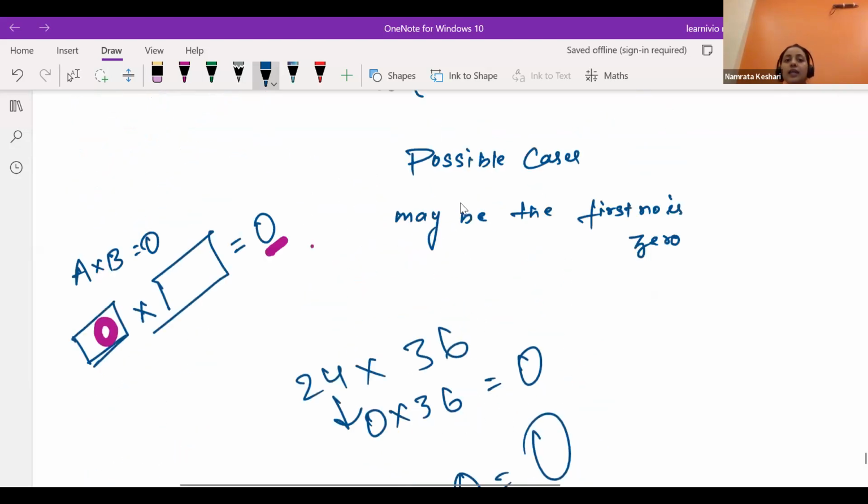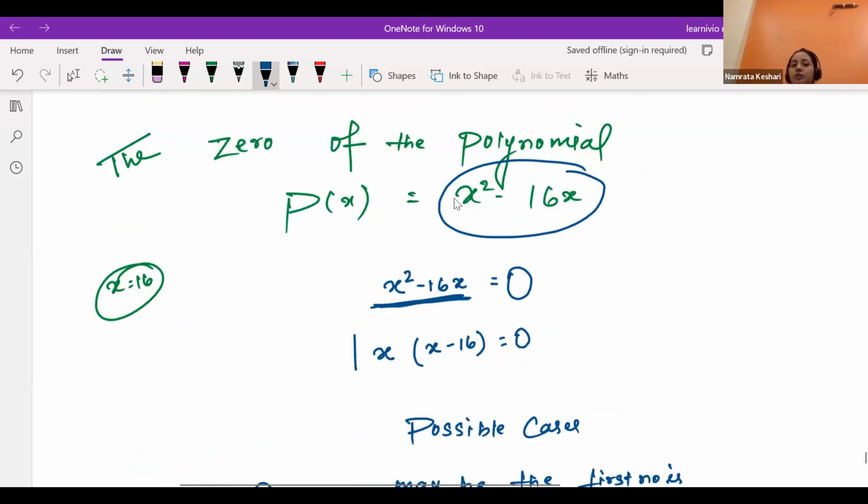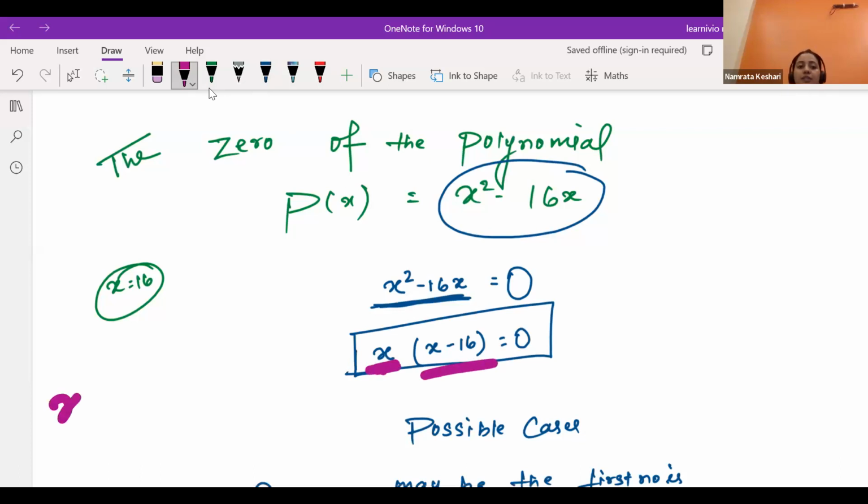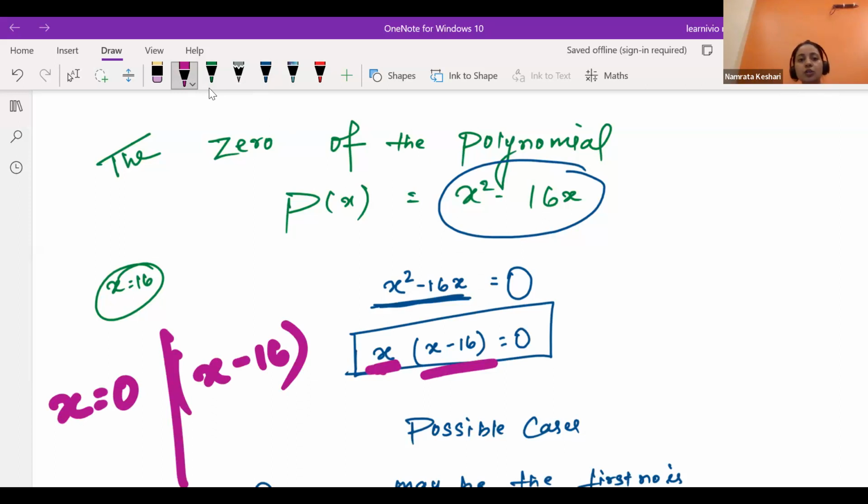Okay, so whenever we encounter this type of scenario from now onward in mathematics, we understand that something into something is 0. That means x is 0, or the other term, that is x minus 16 in the bracket, will be 0. So x minus 16 is 0. From here, one value is x equals 0, another value is x equals 16. So if you say x value is 0, yes. If you say x value is 16, yes. If you say there will be two different values, yes.